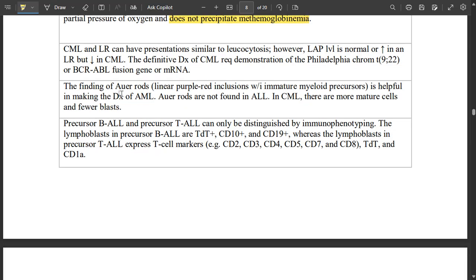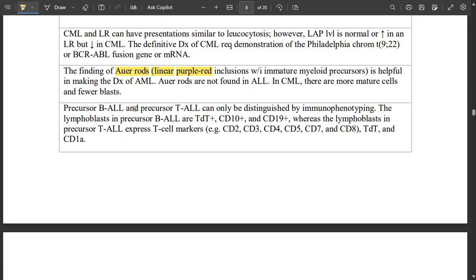Alright, the findings of Auer rods. Auer rods are myeloperoxidase-positive, linear purple-red inclusions within immature myeloid precursors. They are single-lined, purple-red, eosinophilic inclusions, and are helpful in making the diagnosis of AML. So AML's characteristic finding is the presence of Auer rods. Auer rods are not found in ALL. In CML, because it is chronic, there are more mature cells and fewer blasts.